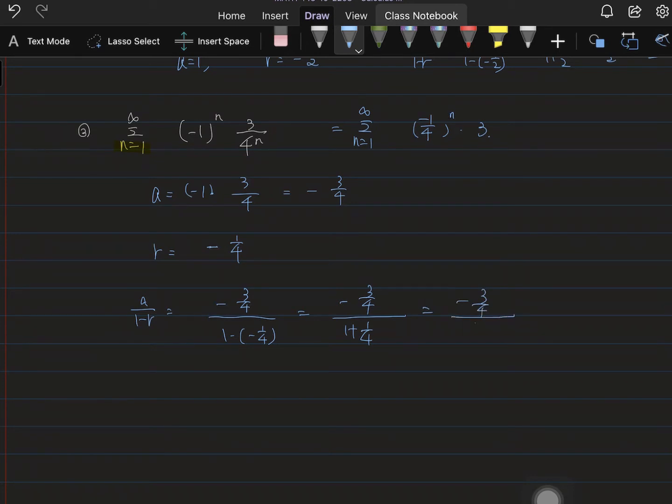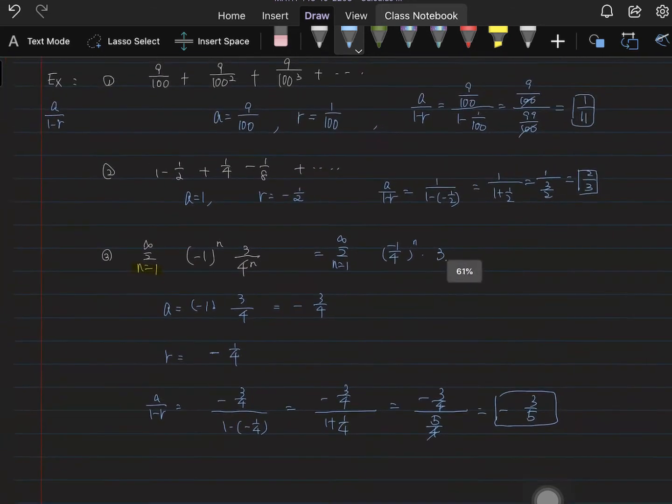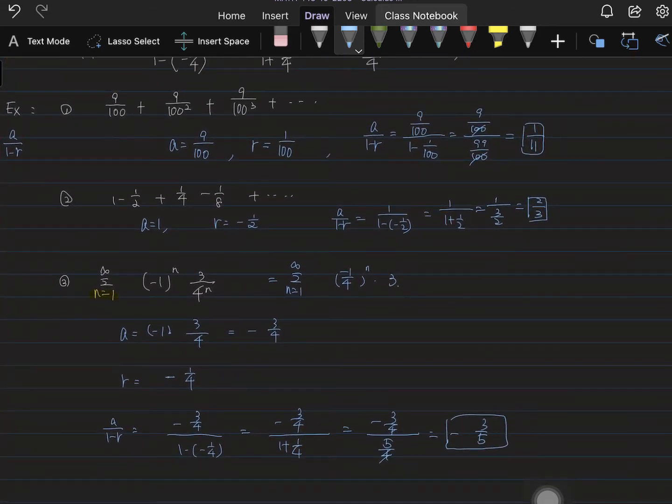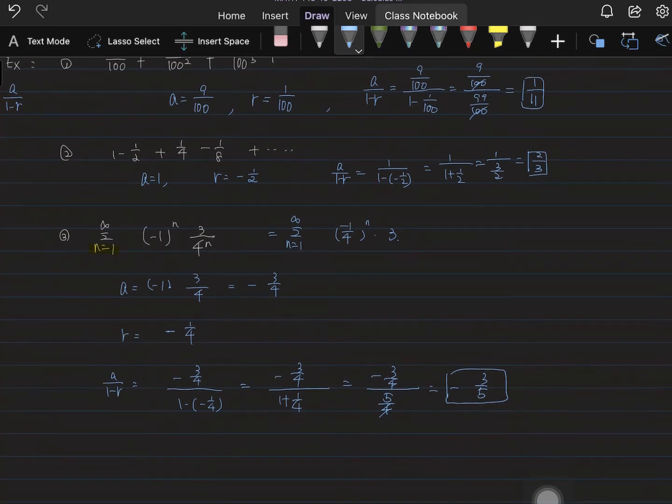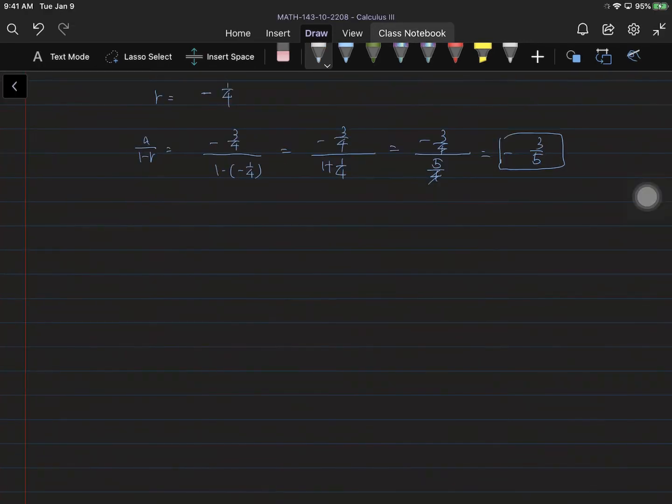Here just algebra. Cancel the 4, negative 3 over 5. That is the sum. So those are the solutions for the 3 exercise problems. You can try those by yourself. We can stop here. Let's see the next.